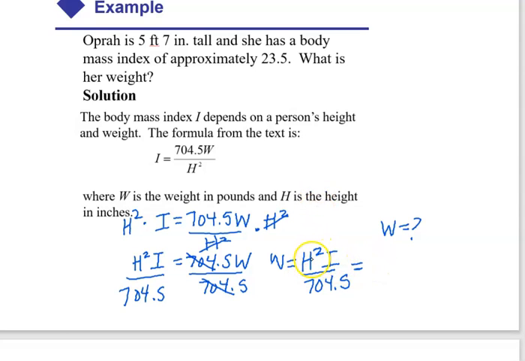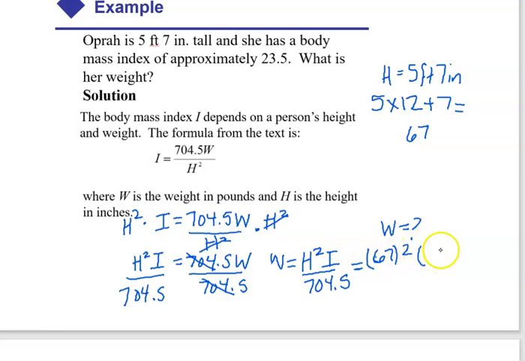Well, we know that her height, up here, says she's 5 feet 7 inches. But this H right here says it's represented in inches, so we're going to need to make this whole thing in inches. So how many inches are in a foot? 12. So we would need to do 5 times 12, which is 60, plus 7. So this is going to be 67.